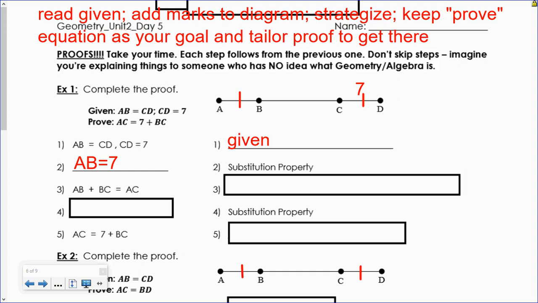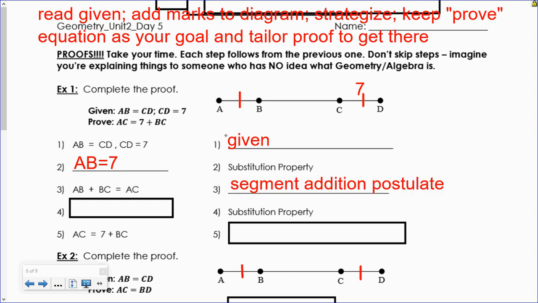Everybody see where we are right now? Okay. Now I went here, I said that AB plus BC is equal to AC. What gives me that? Why would I know that? That's the segment addition postulate. AB plus BC is equal to AC.